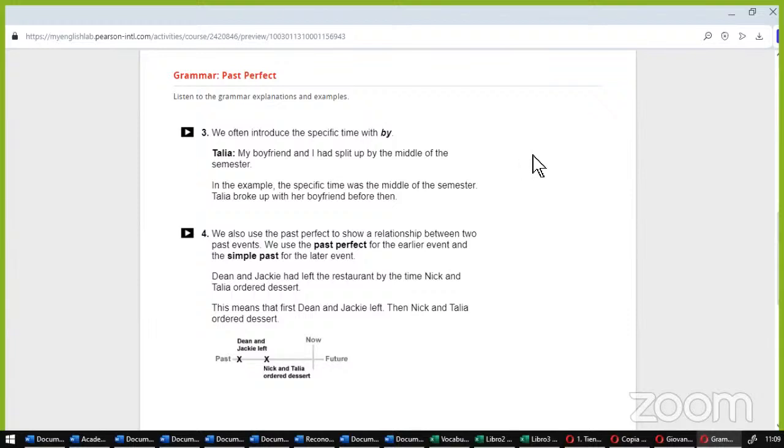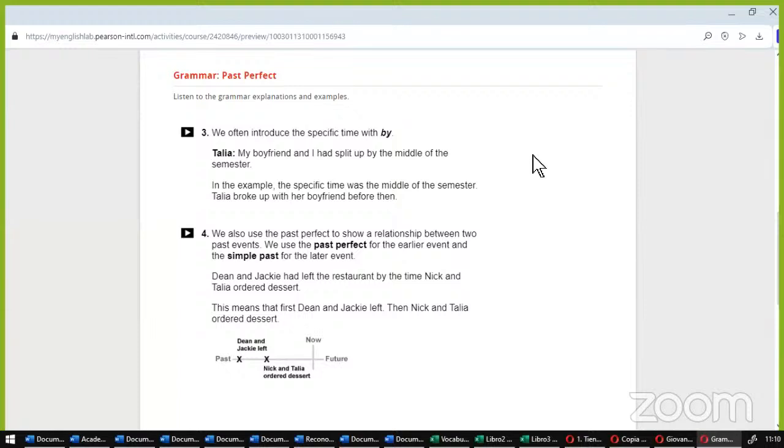We often introduce the specific time with by. Talia, my boyfriend, and I had split up by the middle of the semester. In the example, the specific time was the middle of the semester. Talia broke up with her boyfriend before then.